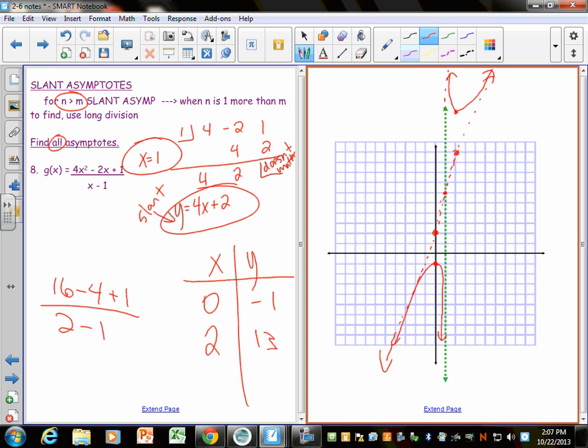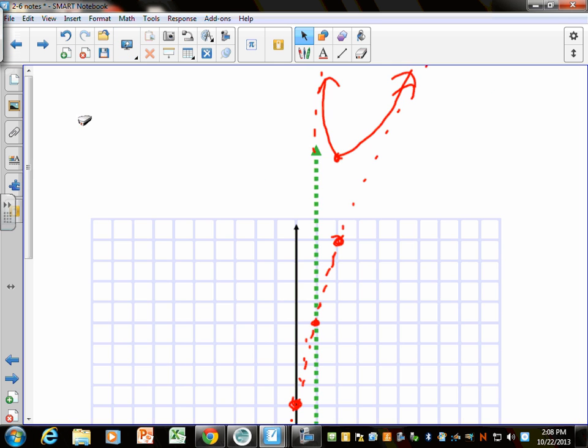On your test, I'm definitely going to make you find slant asymptotes, but I don't think I make you graph them just because they tend to get really big and crazy. But I think you might have to graph on your homework tonight. Okay?